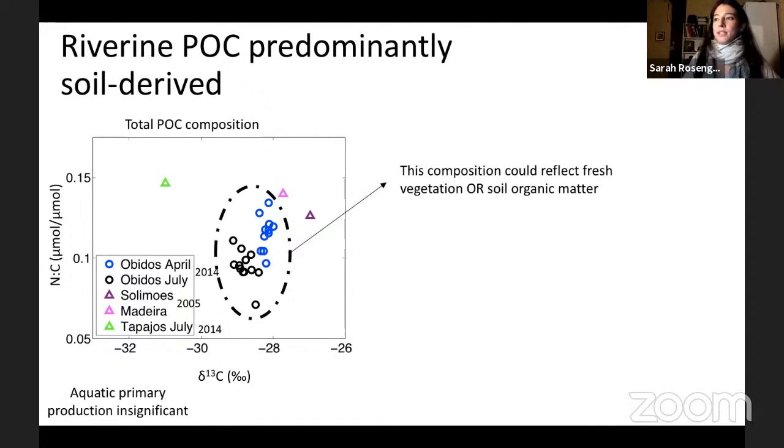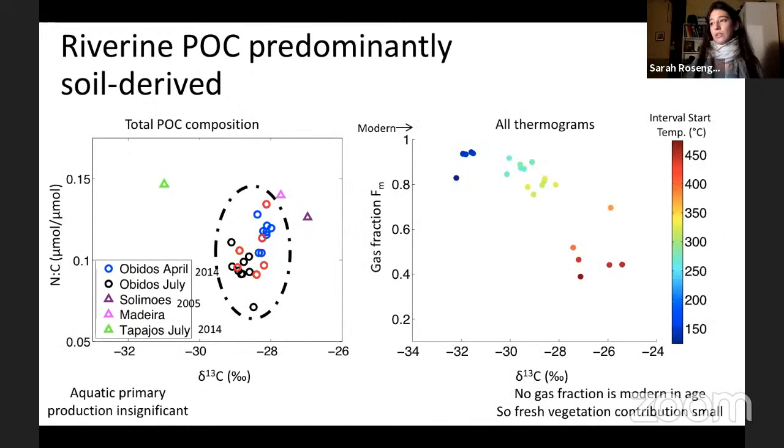But then when we look at the thermograms again and the isotope composition of the gas fractions, that's how the gas fractions plot out. So here is the fraction modern against delta 13C for the individual gas fractions from all the thermograms that we got from Obidos. And the color is the temperature of oxidation. And you see that no matter what gas fraction we're looking at, the isotope composition for those gas fractions is not very close to modern. And so this tells us that primarily particulate organic carbon in the Amazon River main stem comes from soil organic matter sources. It's not really from fresh vegetation. That's not what is in the suspended sediments.